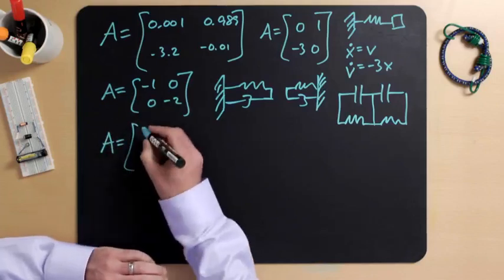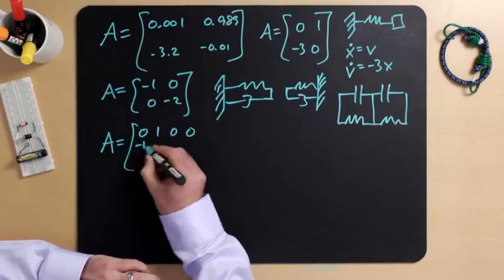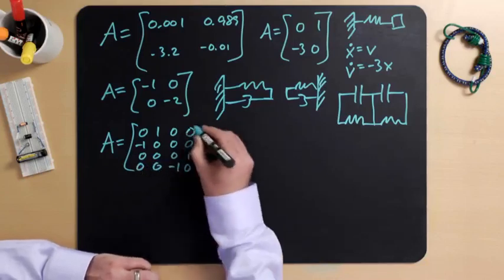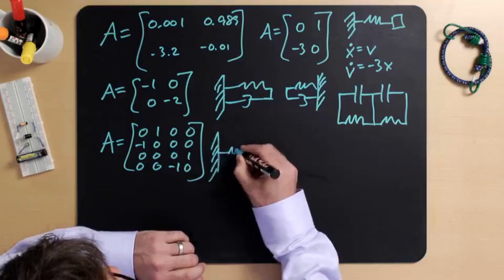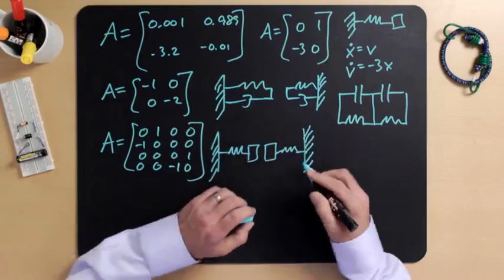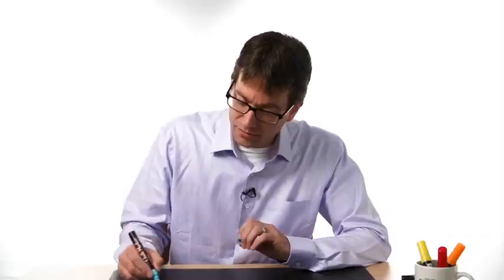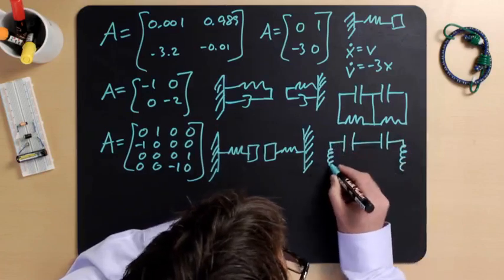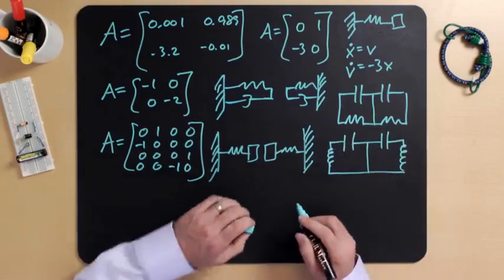Now let's think about this 4x4 matrix. A is equal to 0, 1, 0, 0, minus 1, 0, 0, 0, 0, 0, 0, 1, and 0, 0, minus 1, 0. This matrix has two states that depend on each other in the upper left and two states in the bottom right. This corresponds to two spring mass systems that are disconnected. A spring and a mass, another mass, and a spring. Or a capacitor inductor circuit that looks like this. Two capacitors with inductors on either side, and that then are connected with a wire in the middle.